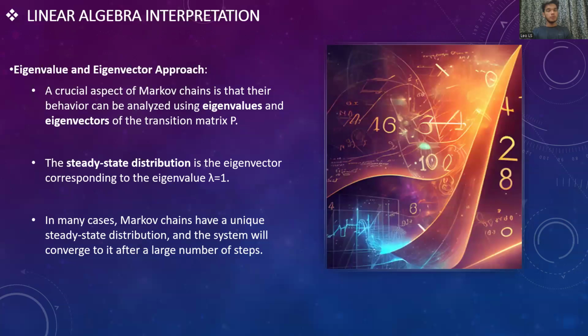Linear algebra interpretation, eigenvalue and eigenvector approach. A crucial aspect of Markov chains is that their behavior can be analyzed using eigenvalues and eigenvectors of the transition matrix P. The steady-state distribution is the eigenvector corresponding to the eigenvalue lambda equal to 1. In many cases, Markov chains have a unique steady-state distribution and the system will converge to it after a large number of steps.